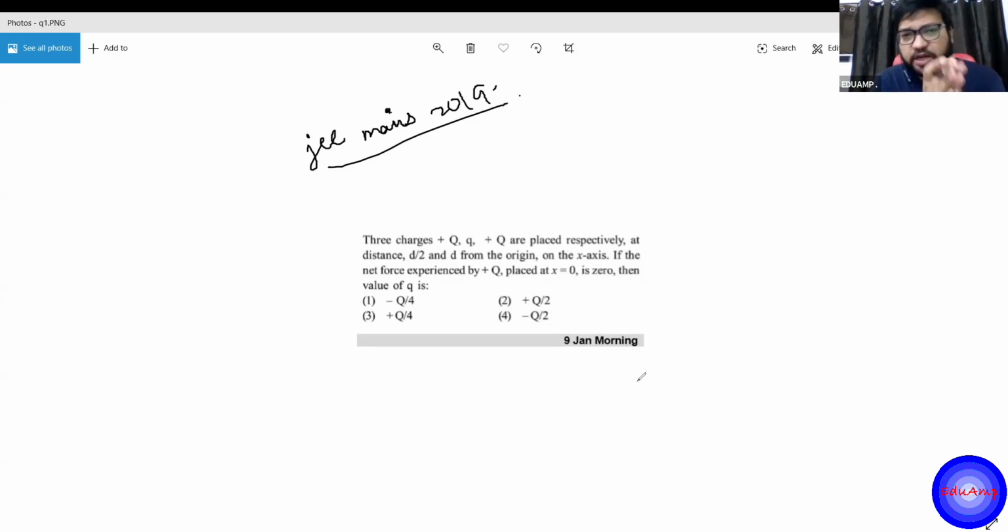There are three charges. One is plus capital Q, another is plus capital Q, and the third one is small q. One plus Q is kept at the origin, x equals 0. And the other two are kept at distances d by 2 and d, as given in the question. So the net force by q on the charge at the origin is 0. So find the value of q. Simple Coulomb's law application.